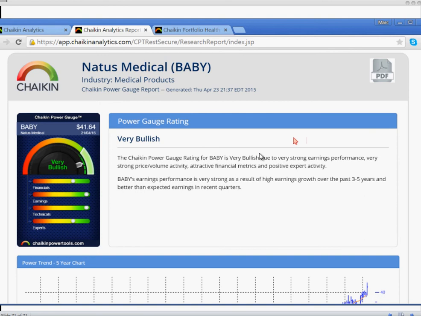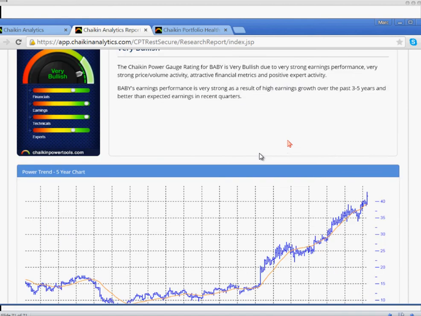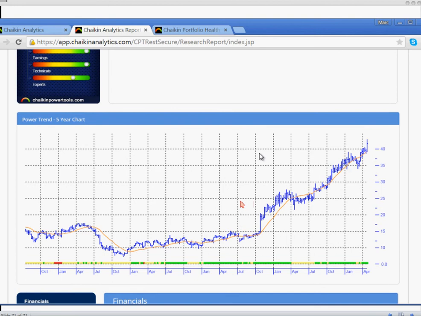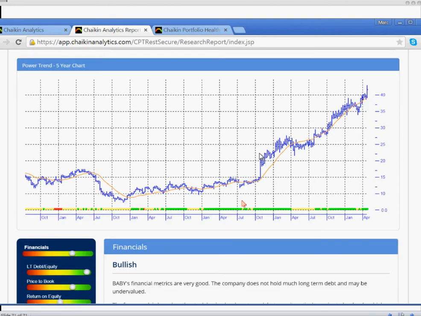This breaks the power gauge rating down into its components in plain English, so you see exactly what's driving the rating. You see a 5-year chart. Power gauge rating we see turned bullish in April of 2013 at a price of about 11, and it's stayed bullish or neutral ever since. So this isn't just a new one-day wonder.